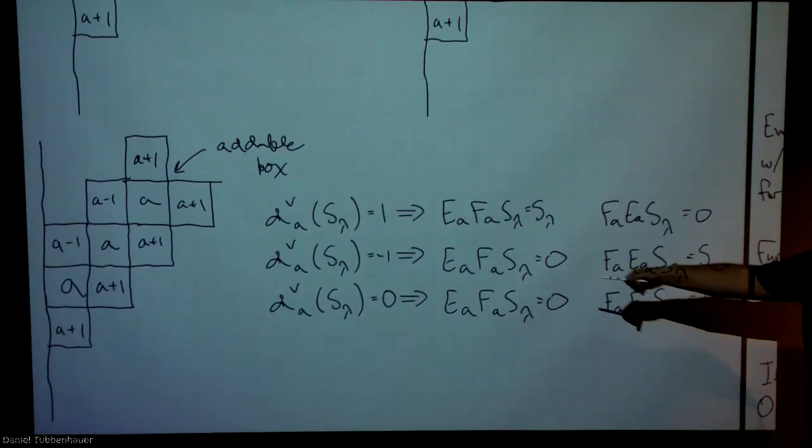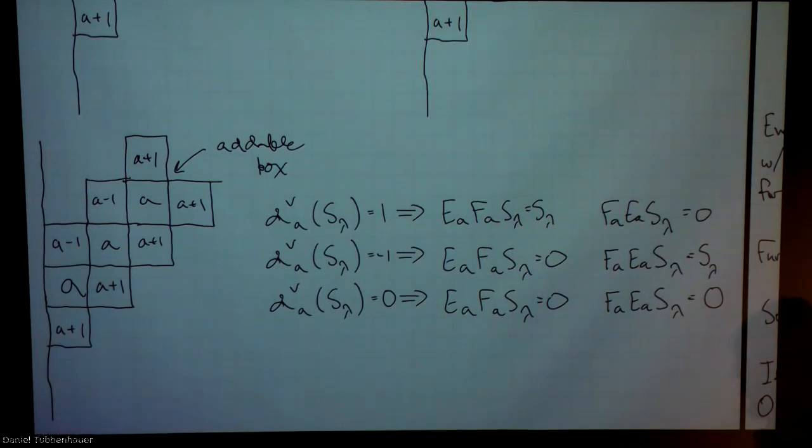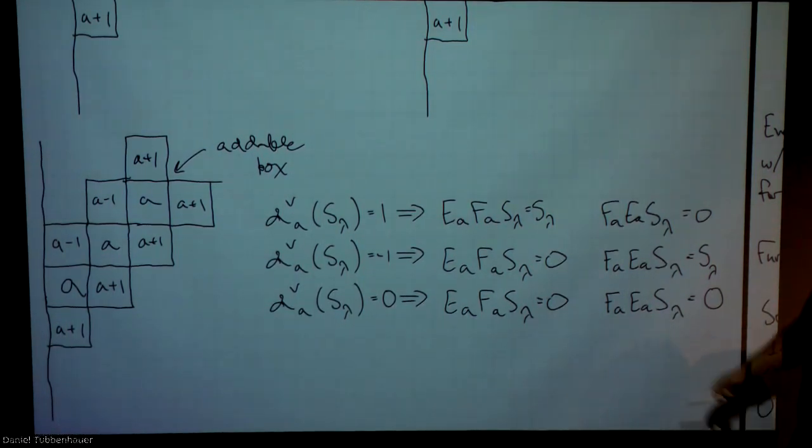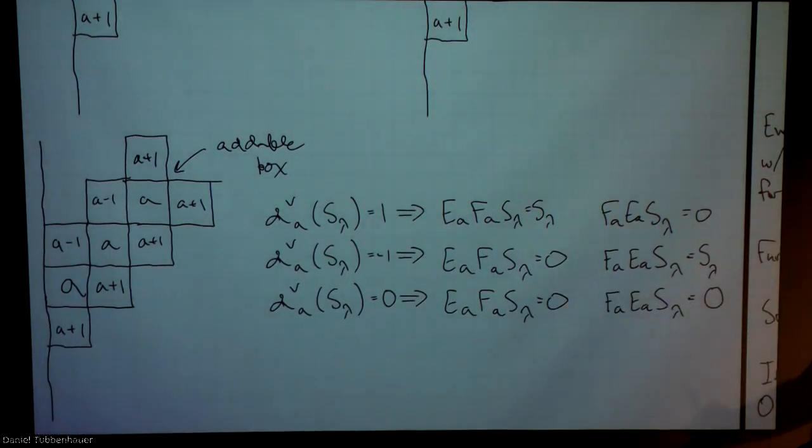All right, and then finally, if there's not an addable or a removable box, then both of these guys are 0, and the equation holds. Okay, so this confirms that we have the SL2 actions in characteristic 0.